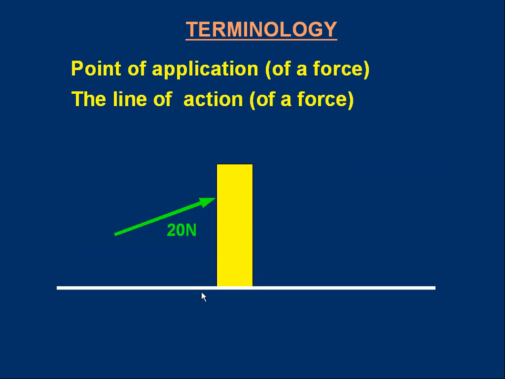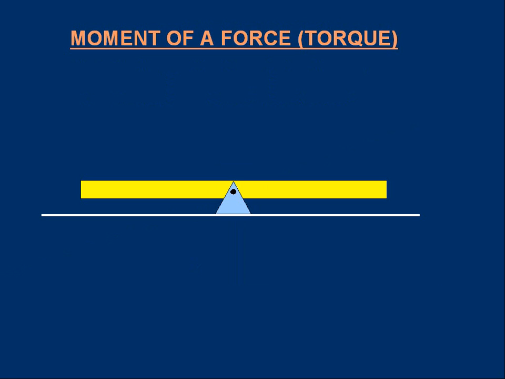Of course, a line of action doesn't have to be a horizontal or vertical line. If you have a force like that, where do you think its line of action is? You realise that would be the line of action. Right, now we can get on and talk about what we mean by the moment of a force, or torque. And I'm going to work out a couple of examples before I give you a definition.